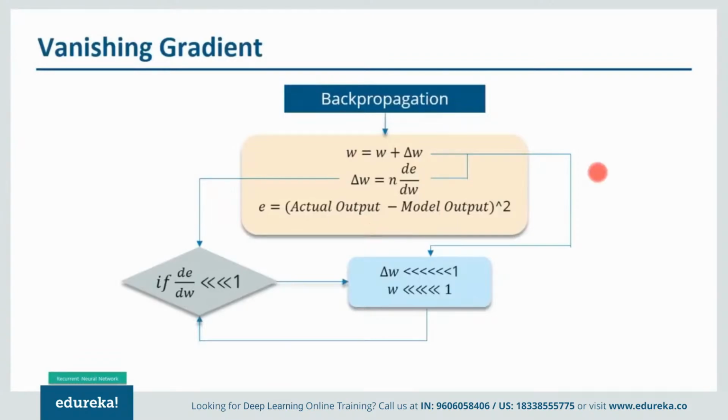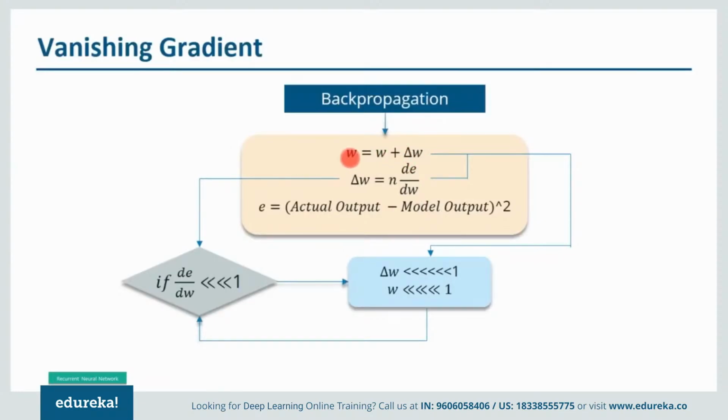So in vanishing gradient, what happens? When you use backpropagation, you tend to calculate the error, which is nothing but the actual output that you already know minus the model output, the output that you got through your model, and the square of that. So you figure out the error. With that error, you tend to find out the change in error with respect to change in weight or any variable. We'll call it weight here. So the change of error with respect to weight multiplied by the learning rate will give you the change in weight. Then you need to add that change in weight to the old weight to get the new weight.